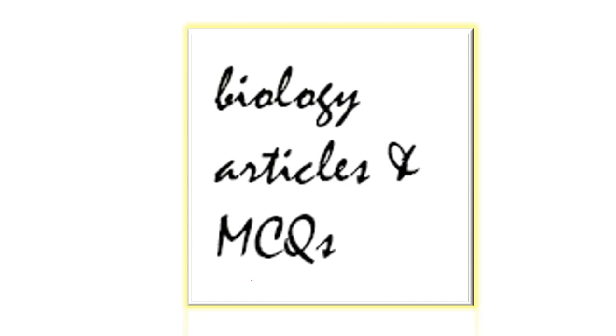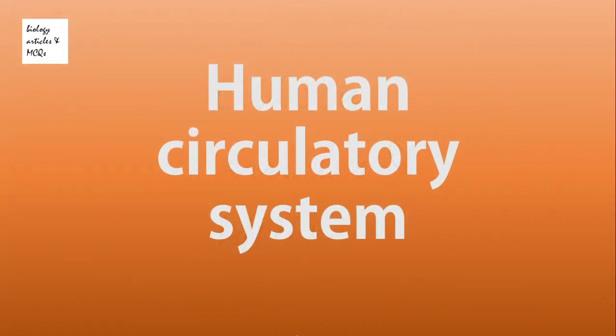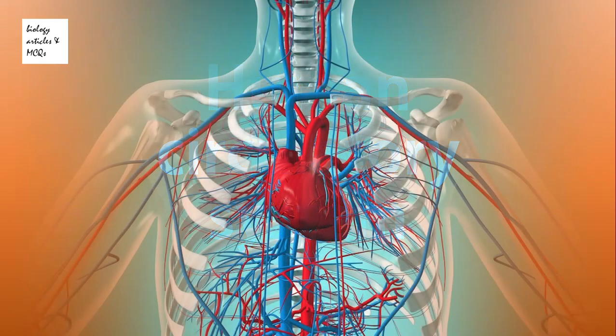Guys, our today's topic of discussion is the human circulatory system. You know that the human circulatory system consists of the heart and blood vessels. So, first of all, we will briefly discuss the heart.